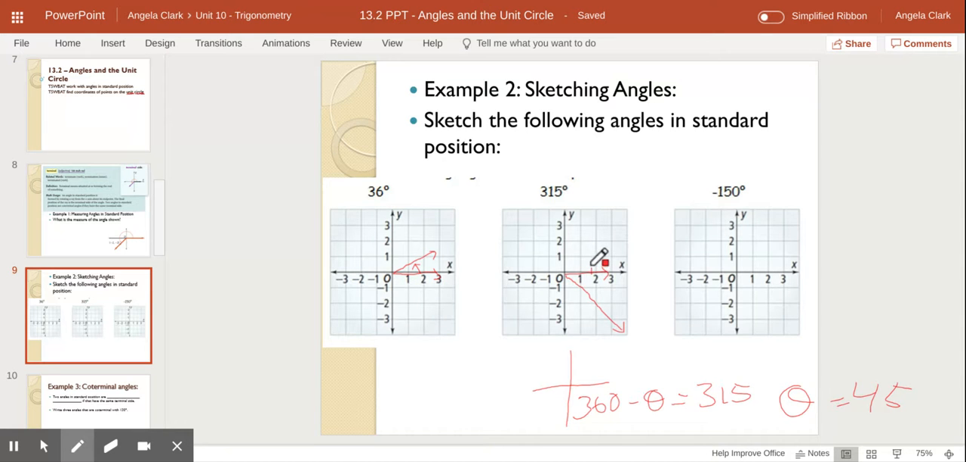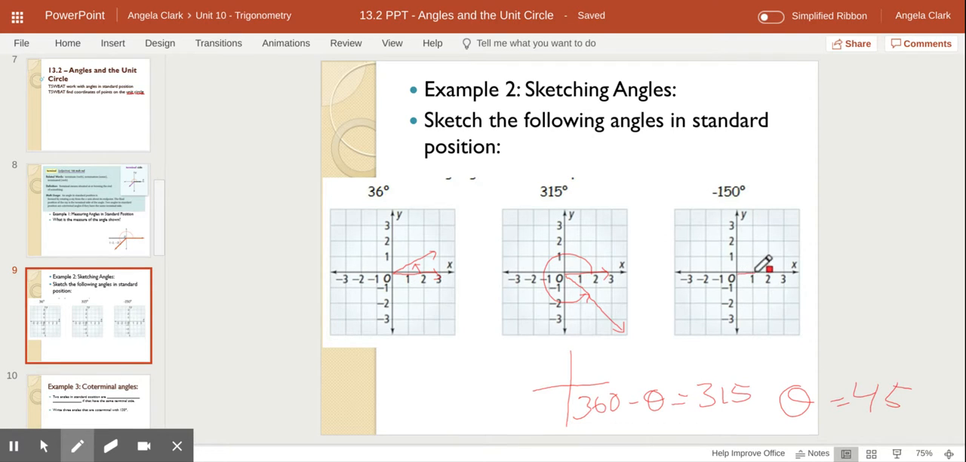And then I need to draw my actual angle. And remember, this is positive 315, not -45. So we need to draw it going around this way. If you draw it going this way, that's wrong. That would be a -45-degree angle. Positive 315 goes this way. So that's that. And then -150.